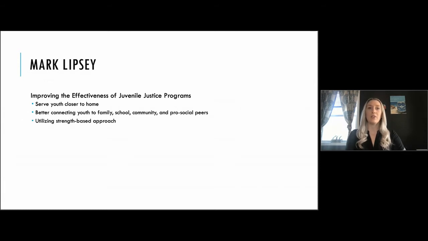And finally, we need to utilize a strength-based approach. Rather than focusing on all of the negatives and what the juveniles do wrong, let's look at what they have that makes them resilient. What makes them not want to engage in delinquent behaviors, or what makes them stop engaging in delinquency. So again, this will all come together at the end of the lesson.